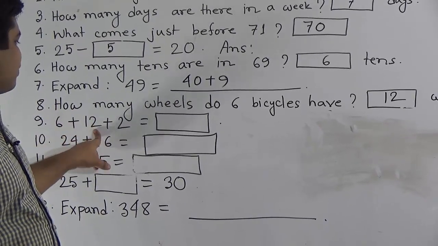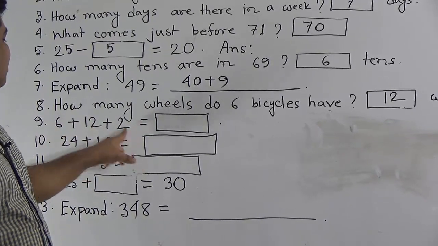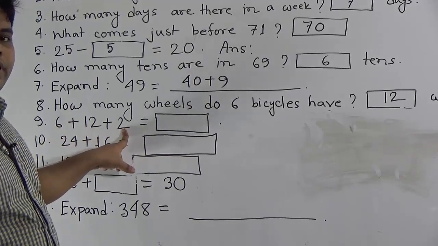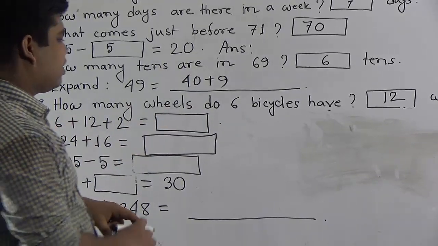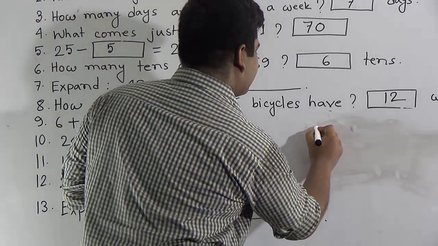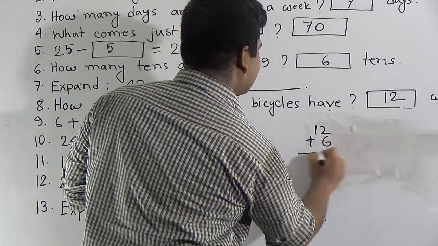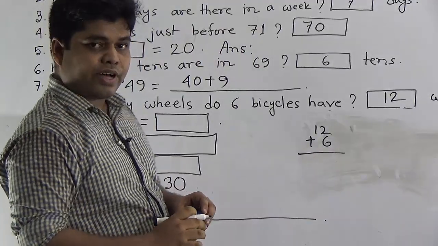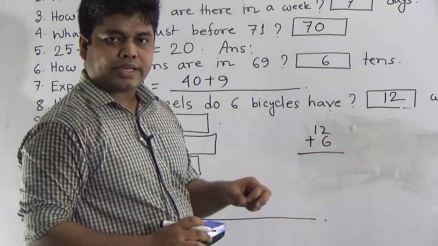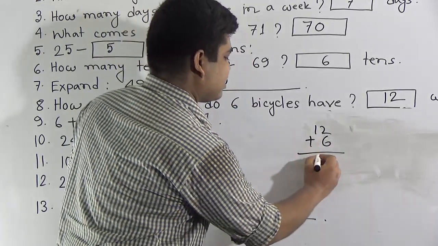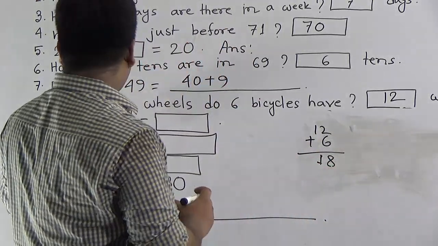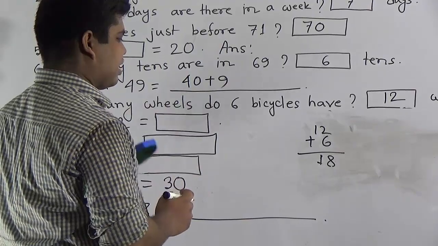6 plus 12 plus 2. So we add these 3 numbers and we get the answer. So first of all we add 6 with 12. Now 12 plus 6. My dear students, we add first 6 and 2, we get 8. And 1, this 1 is here. Again 6 and 12 is done.